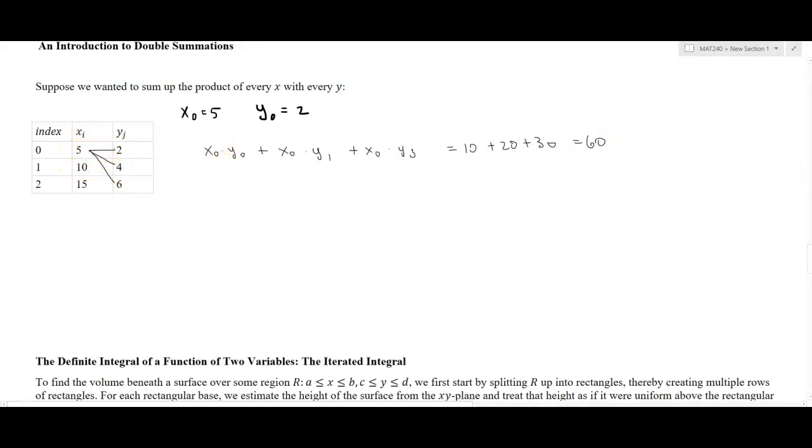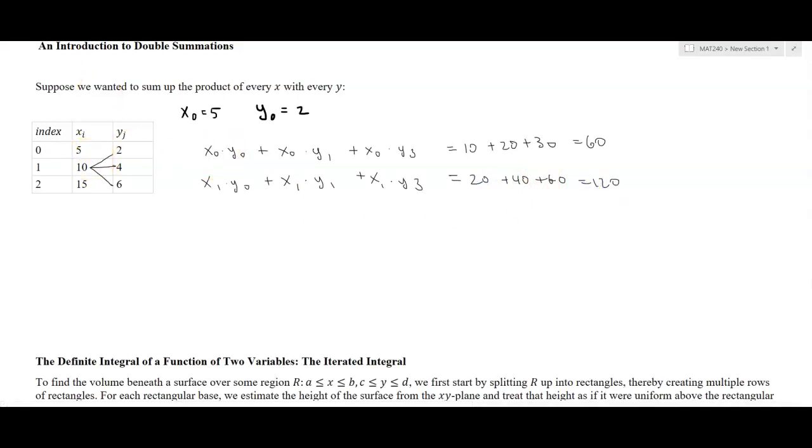Now I would want to do the same thing, but instead of with x0, I'm going to do it with x1. So we'll do 10 times 2 plus 10 times 4 plus 10 times 6. So this will be x1 times y0 plus x1 times y1 plus x1 times y2. And that's 20 plus 40 plus 60, which is 120.